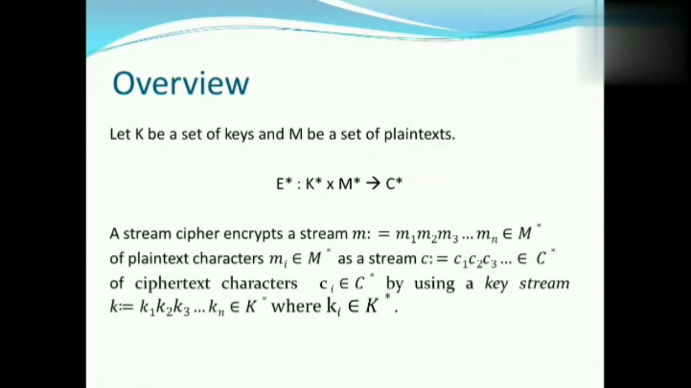Here the message M is M1, M2, M3 and so on till Mn. What are these M1 to Mn? These are the characters in the message M. These characters are encrypted using a key K, which also has characters K1, K2, K3 till Kn. Using these key characters, you encrypt the message to generate the corresponding ciphertext C, which will also have the characters C1, C2, C3 till Cn.